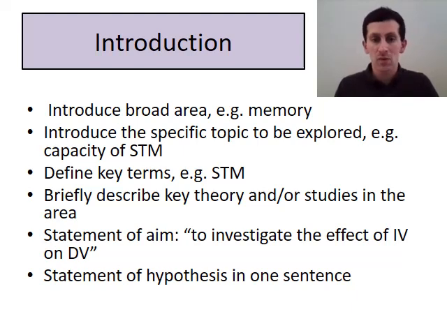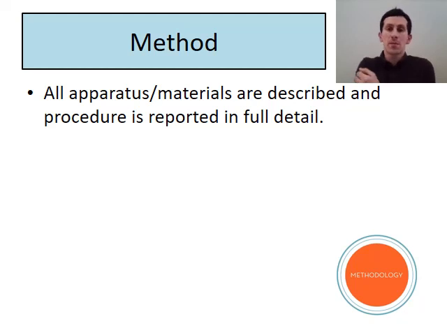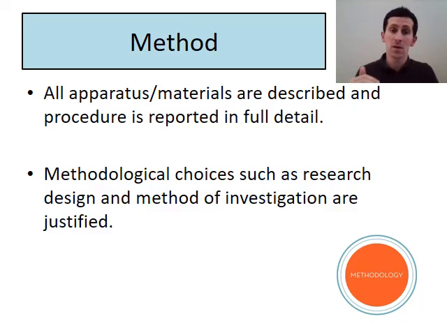And also it will give you a hypothesis, usually in one sentence. We predict that, and whatever will happen. So you've read your abstract, you've read your introduction, now you move on to the methodology. And most of you should know what this is from AS or from any GCSE science that you did as well. So this is where you talk about all the apparatus and all the methods and materials that you used, and it's described in full detail. And everything is given. The methodological choices such as your research design and the method of investigation are given, and it's all very step-by-step standardized procedures so that anybody could replicate what you've put down.